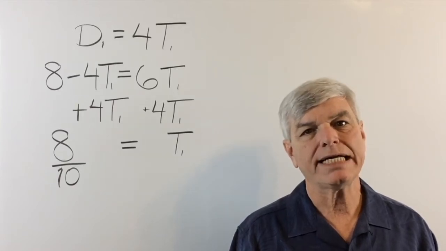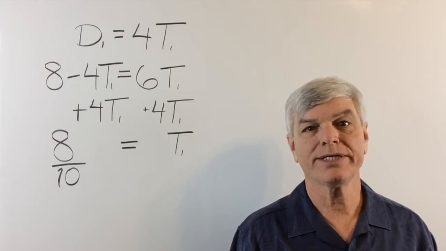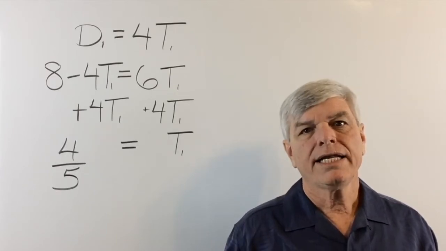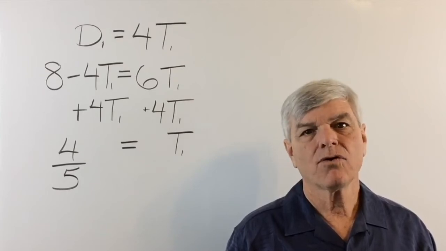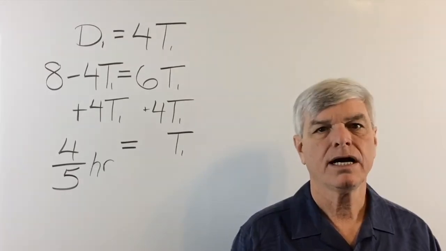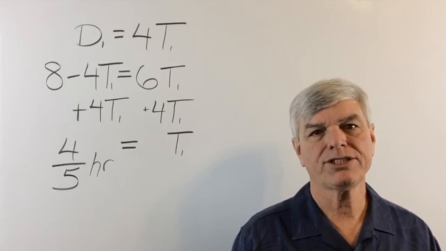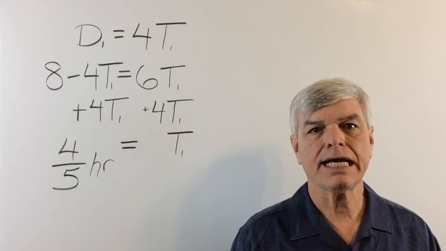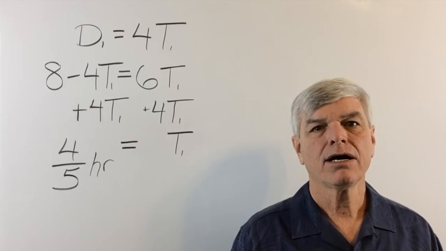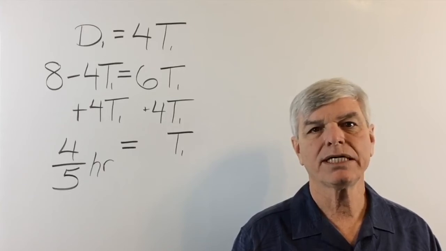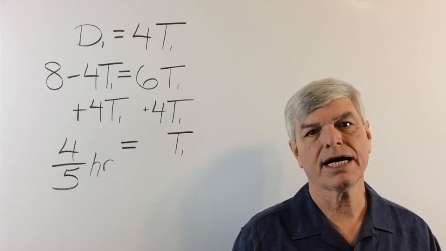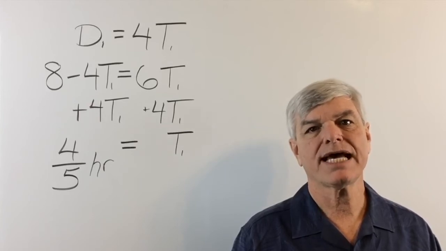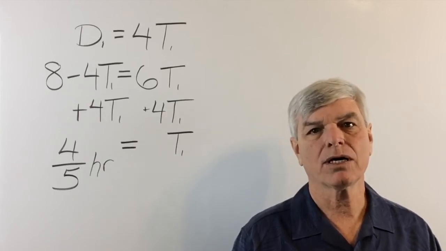And T1 equals 8/10, right? Oops, you already know that's not correct. We got to reduce that. And T1 equals 4/5. 4/5 what? Of an hour. And that was the question. How long will it take them to meet? Well, it'll take jogger 1 4/5 of an hour to meet, and since they are both operating on the same time, T1 equals T2, it's going to take the other guy 4/5 of an hour to meet. So that's the answer to the question, 4/5 of an hour.